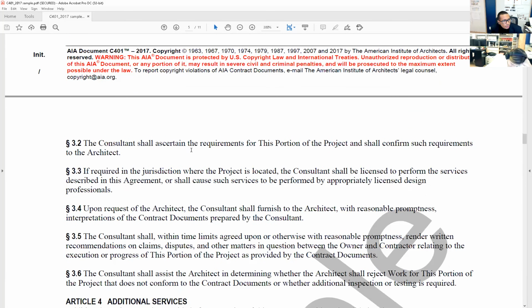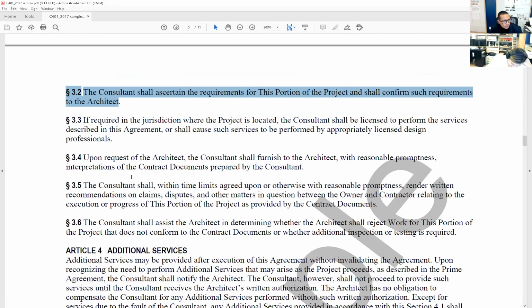So section 3.2, the consultant shall ascertain the requirements for this portion of the project and shall confirm such requirements to the architect. Very straightforward.